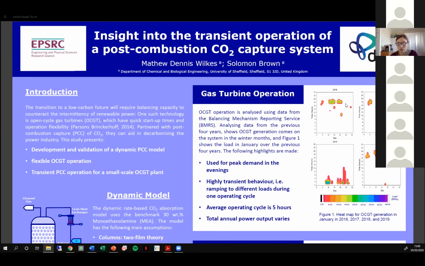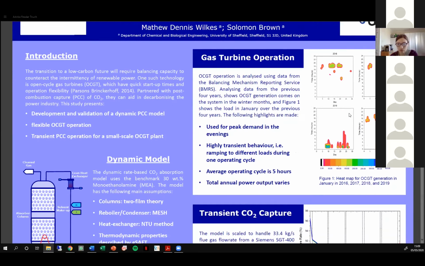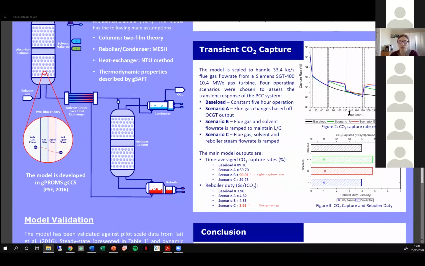So I translated this into flue gas flow rate changes. I scaled up the model to handle the flow rate from a 10.4 megawatt Siemens SGT-400 gas turbine, and I used the startup, shutdown and ramping times that Siemens provided. I then looked at 4 different dynamic operating scenarios. There was a base load with constant 5-hour operation. The subsequent 3 scenarios looked at changing the flue gas, then the flue gas and solvent, and then the flue gas, solvent and reboiler steam flow rates.